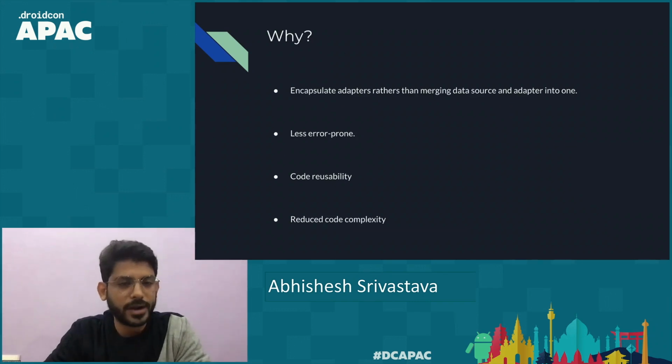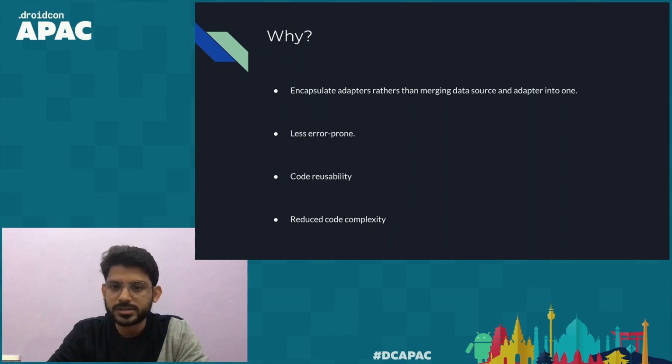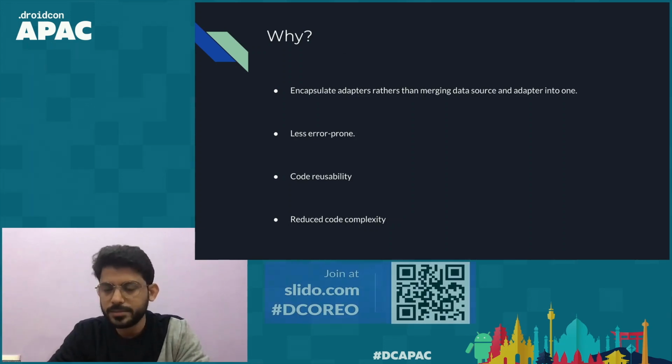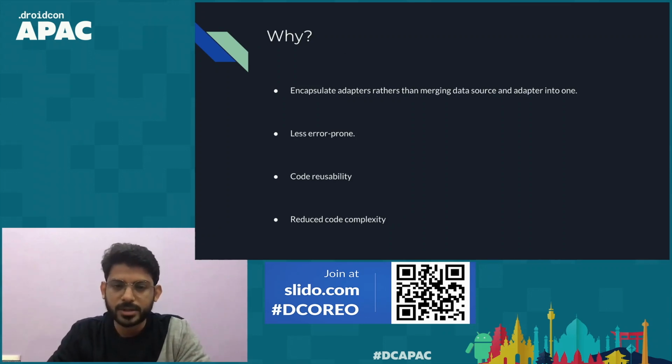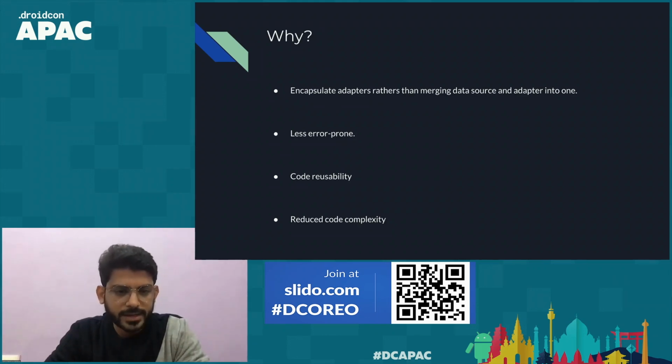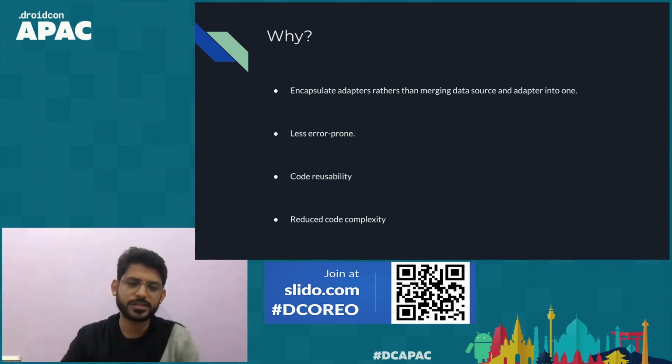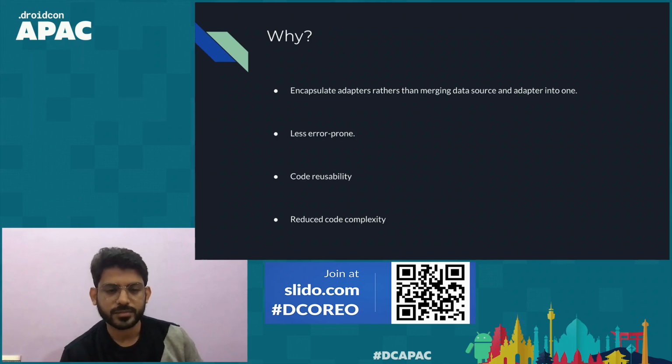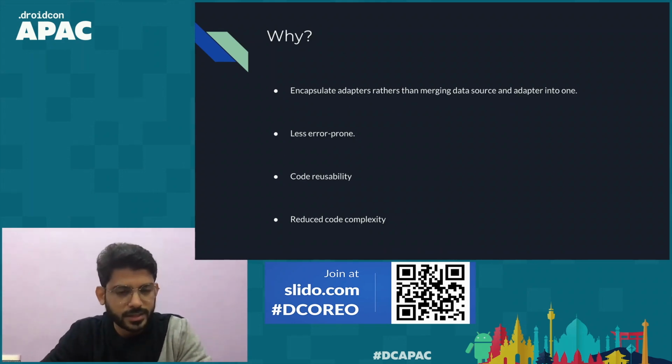So let's look at why we need ConcatAdapters. The very first reason is that it encapsulates adapters rather than merging the data source and adapter into one. So you don't have to worry about writing all those merging logics. ConcatAdapter provides you an abstraction to do that, and the only thing you have to focus on is writing each individual list UI. The second reason is that it is less error prone, since you are not writing any wiring logic, and a lot of if statements will also be gone. So it would be much less error prone.